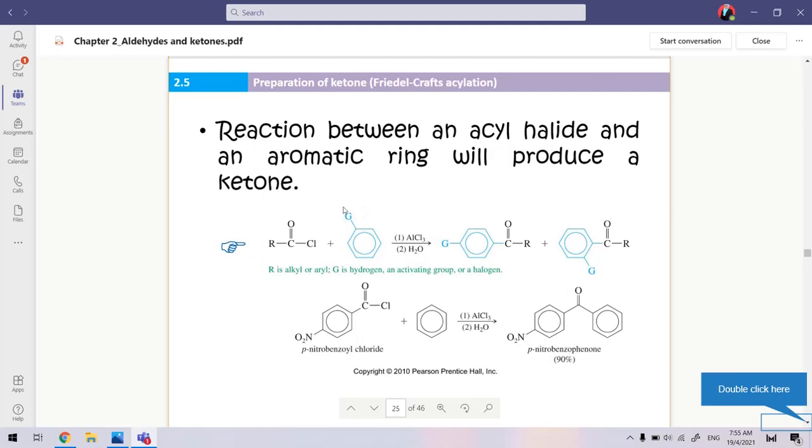So here, G is hydrogen, an activating group, or a halogen. Okay, let's say here G is hydrogen or a halogen group. So for a halogen group, for example, Br, let's say we put Br here. So Br is categorized as an ortho-para director. So it will direct this group to the ortho location and the para location. Para is 4, ortho is 2. Locations 2 and 4.